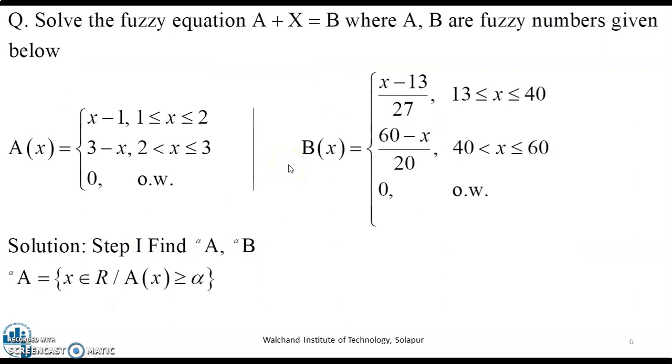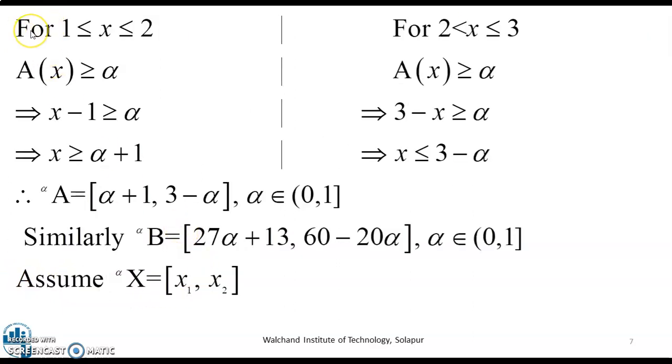Let us consider one example. Solve the fuzzy equation a plus x equal to b, where a and b are the fuzzy numbers given by the membership functions like this. Solution. Now the step number 1 is finding the alpha cut of a and alpha cut of b. We know that alpha cut of a is defined like this. Now first of all, we will find alpha cut of A.